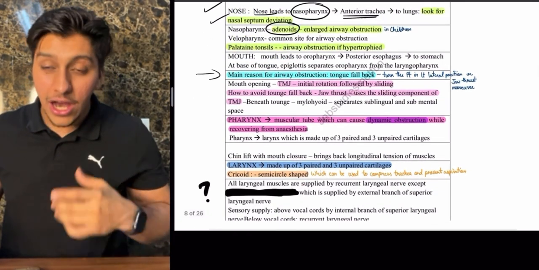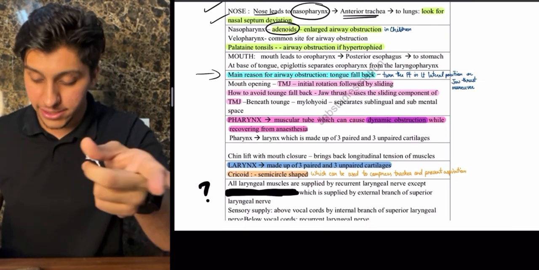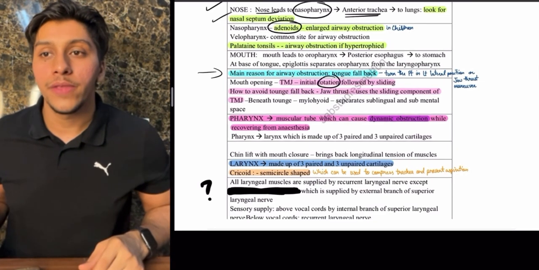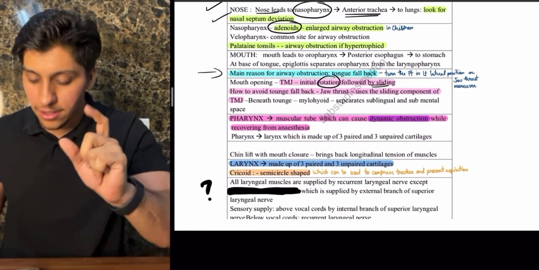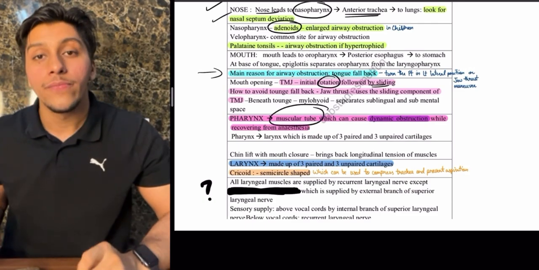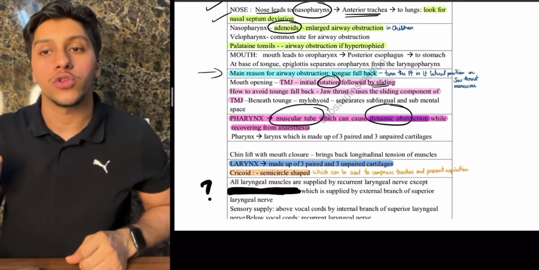Okay. Remember guys, how do you open your mouth? Using the temporomandibular joint. It has two movements. One is going to be rotation, the first one, and then it is going to be sliding. Okay. Pharynx is going to be a muscular tube, and what type of obstruction can pharynx cause? It is going to cause a dynamic obstruction.